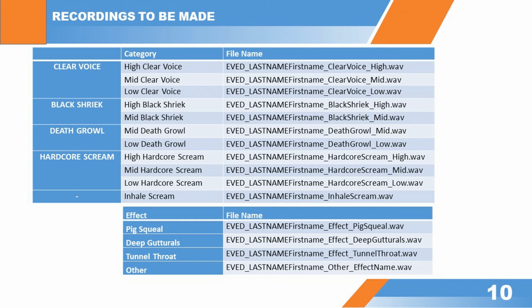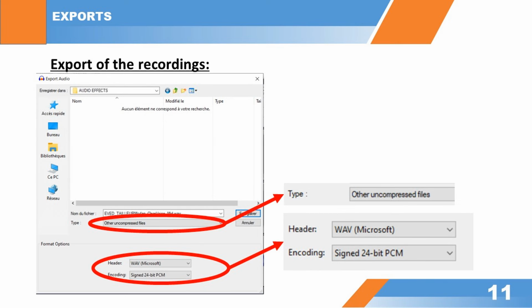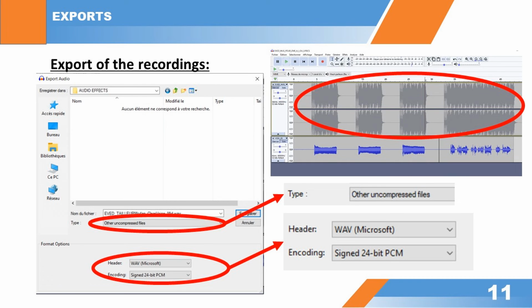Here is a list of the names that you should give to each of the files, which appears in the document mentioned previously and which I have also copy-pasted in the description of this video. Of course, replace last name first name by your last name and your first name. Make sure you export your audio file in WAV 24 bits PCM format. Mute the music before exporting so that the final file contains only the sound of your voice. You can unmute it immediately afterwards.